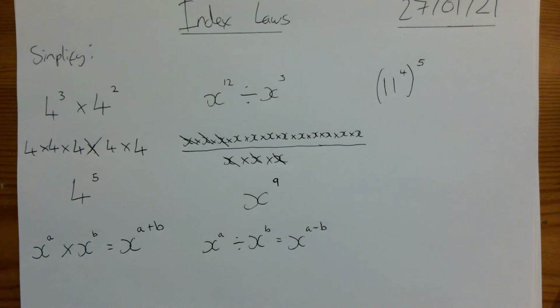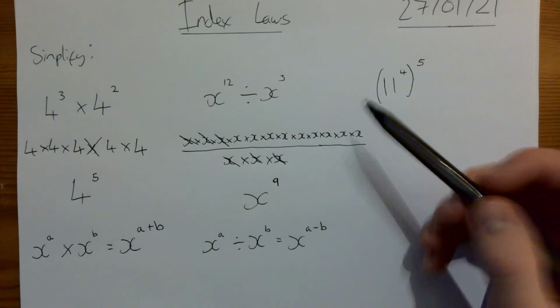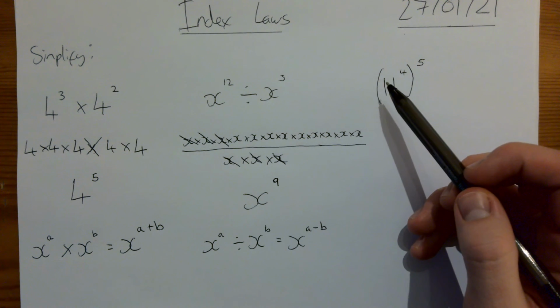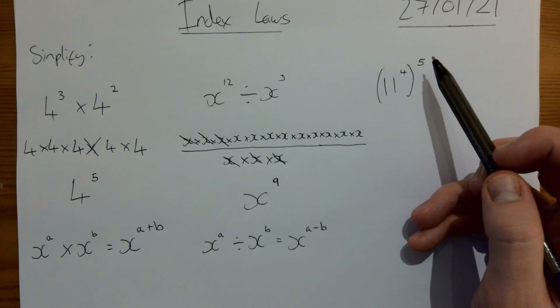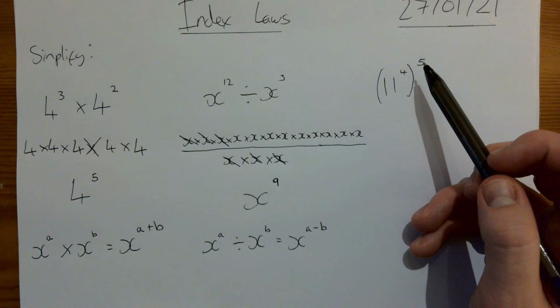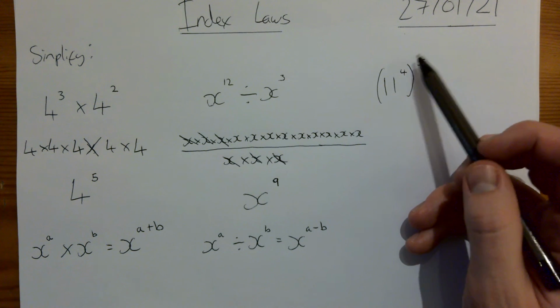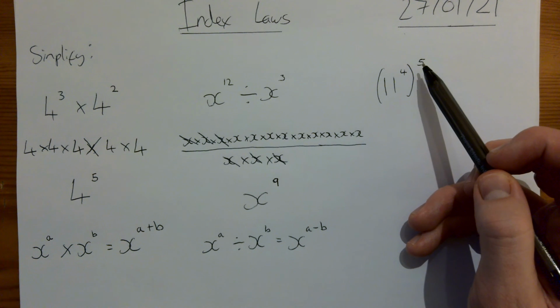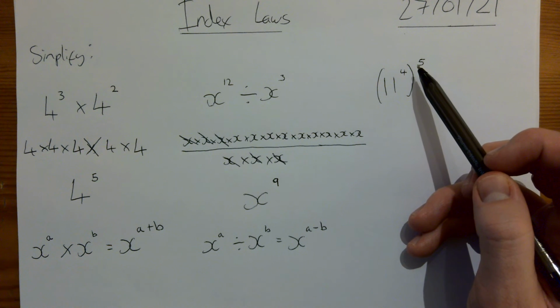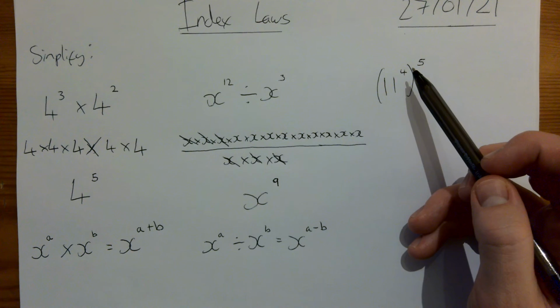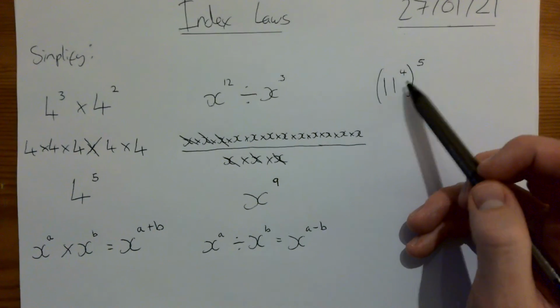Okay, one more rule we're going to look at today. We've got a sort of crazy double power going on with this one. 11 to the power 4, and that's been raised to the power 5. So again, I have to think about what this means. If I've got anything to the power 5, it means I've got that thing times by itself, times by itself again, times by itself again, times by itself again.